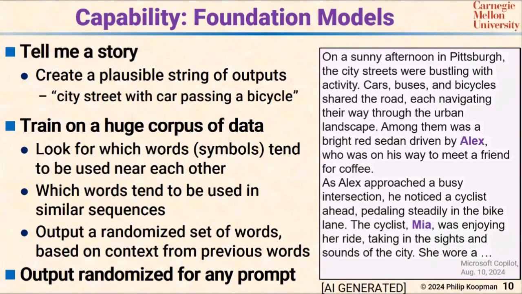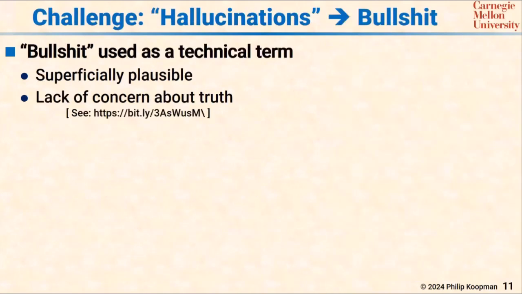Okay, there's a challenge. People call it hallucinations. I'm just going to call it bullshit as a technical term. It is actually a technical term. Bullshit means superficially plausible, but with an utter lack of concern about the truth. So saying it's lying is wrong. Saying it's telling the truth is wrong. It is bullshitting, which means it's saying what it's saying, and the concepts of truth and lie are just not concepts it's concerned with. It's going to say what it's going to say.